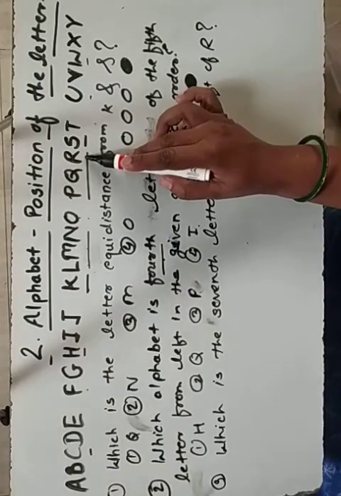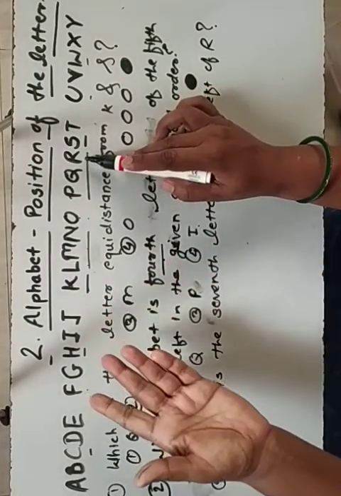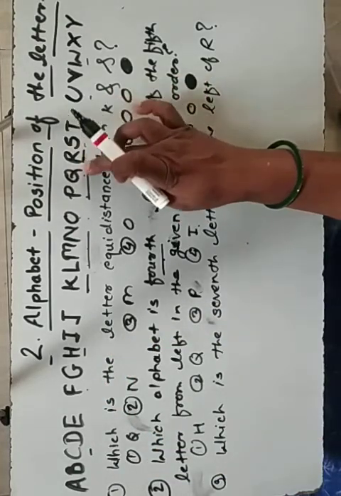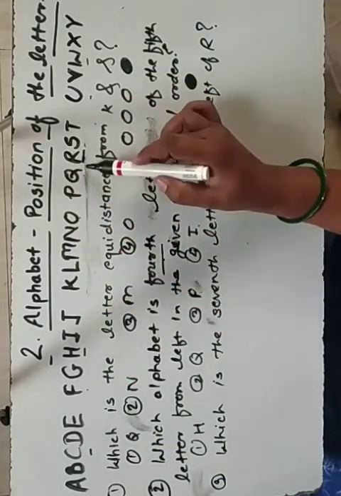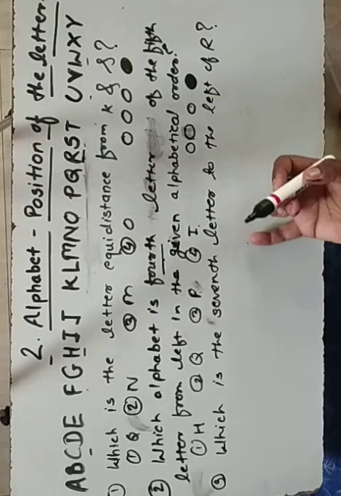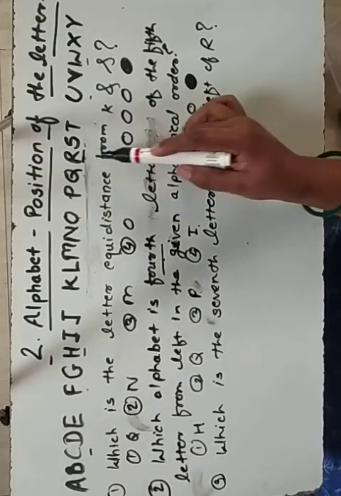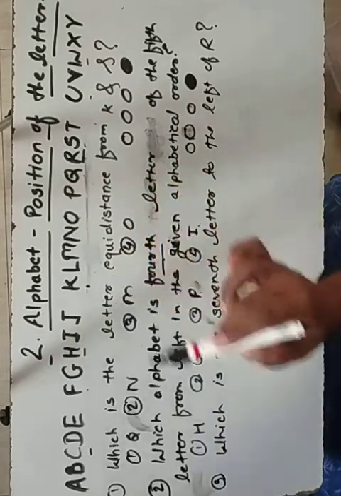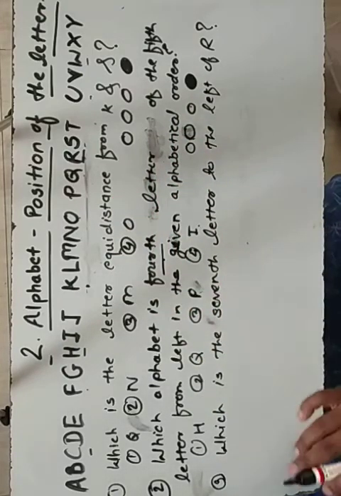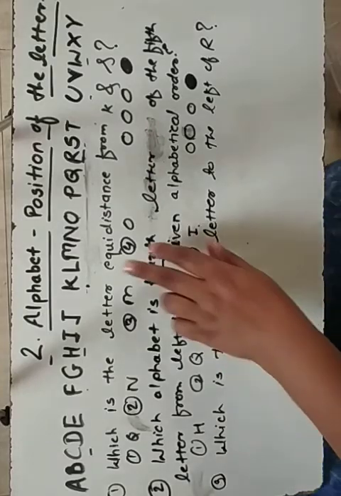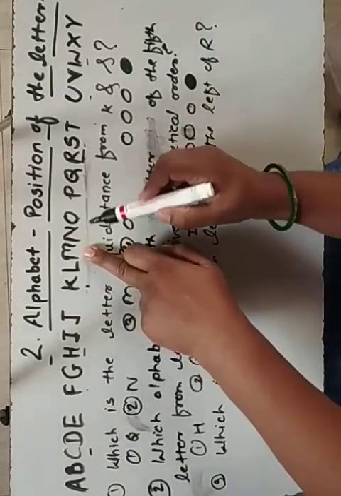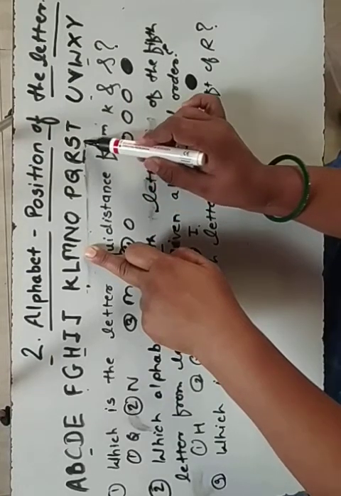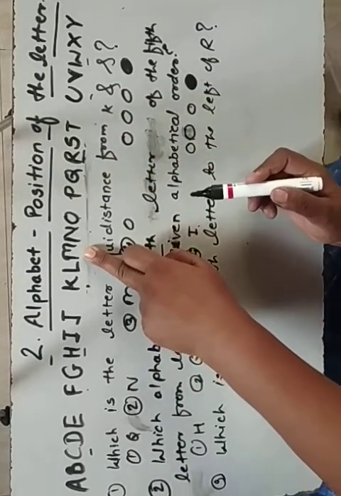So R is here. From this side, the left side, we have to find the seventh letter. So 1, 2, here is the position of R. So which is the seventh letter to the left of R? R is here: 1, 2, 3, 4, 5, 6, 7. So which is the answer? K will be the answer. Which is the 8th letter from the right side of N, M? So on the right side of M, we have to find the letter: 1, 2, 3, 4, 5, 6, 7, 8. So U will be the answer.